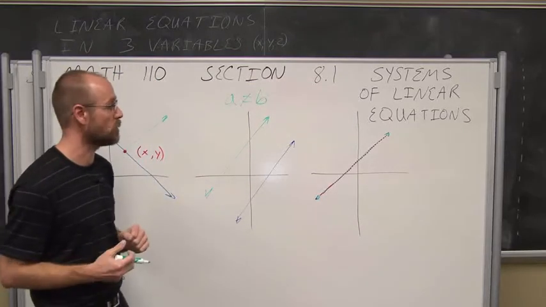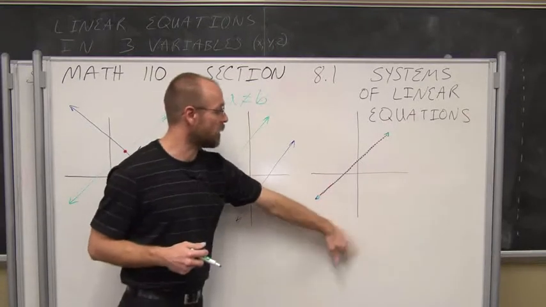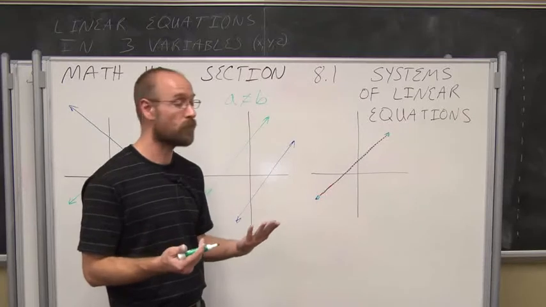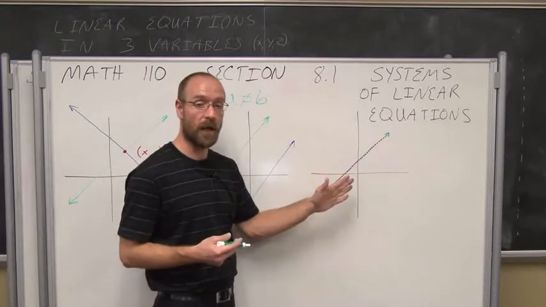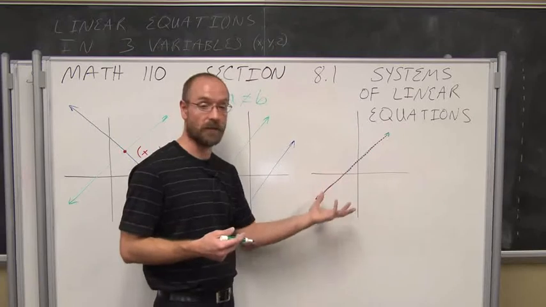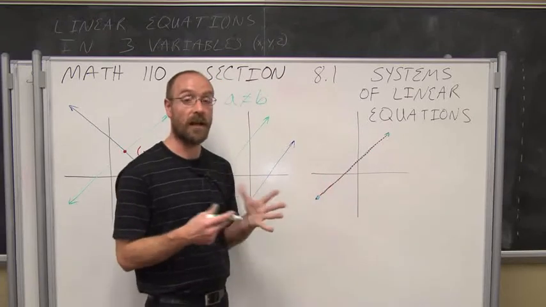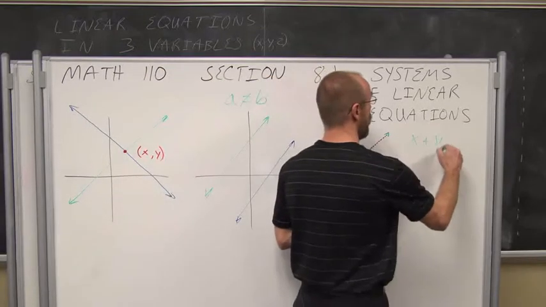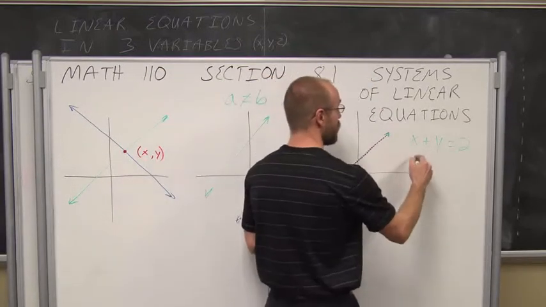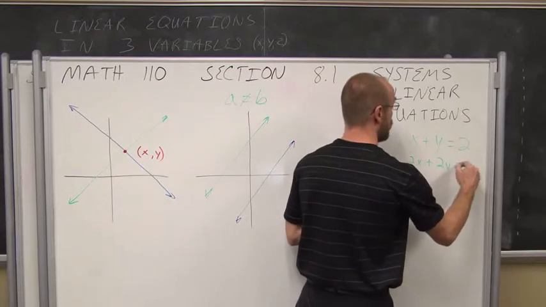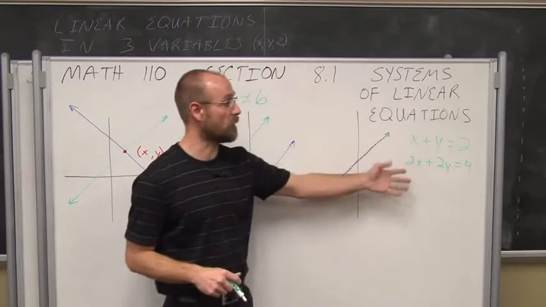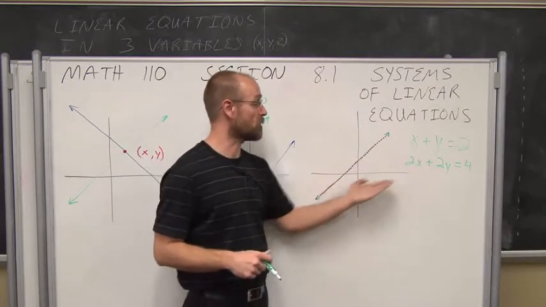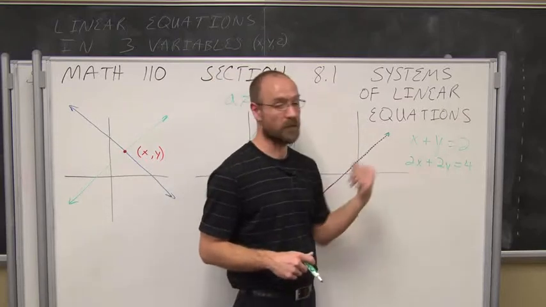There is no solution. Then we have our third case, and our third case is where we have two lines that are actually the same line. If they're the same line, they have the same y-intercept, they have the same x-intercept, they actually intersect everywhere. There are infinite solutions. One example, if I had x plus y equals 2, and I have 2x plus 2y equals 4. These are actually the same lines. They may appear different, but if I graph them, I actually find that they are the same. If I factor out a 2 for this, I get this line right here.